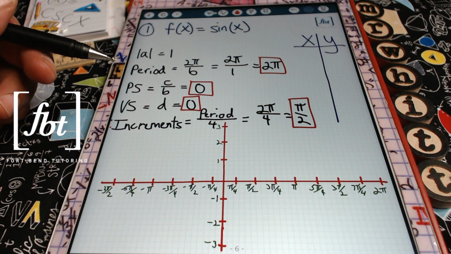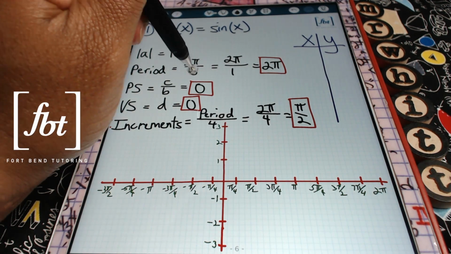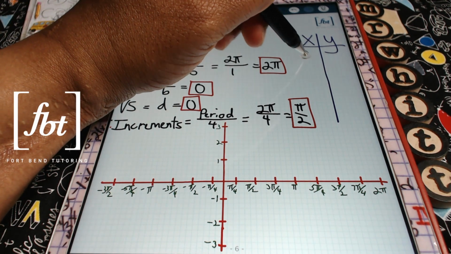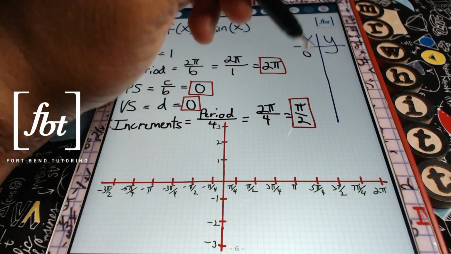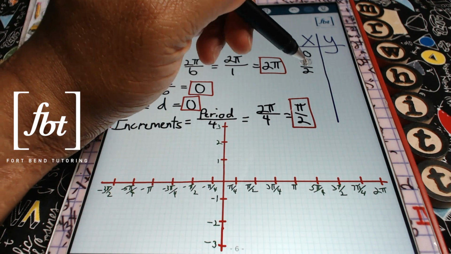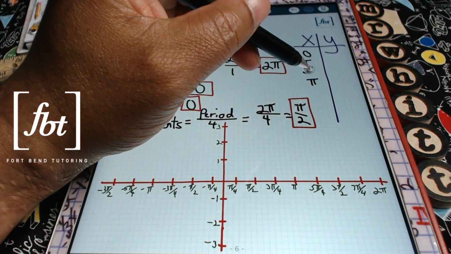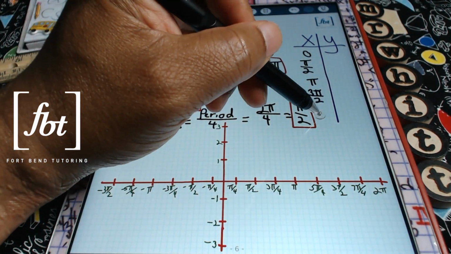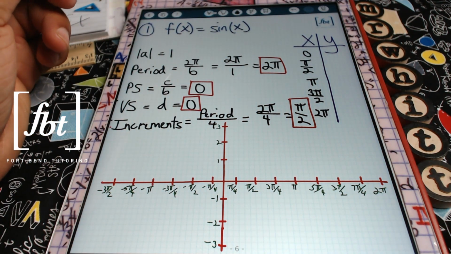All right, so let's go ahead and create our XY chart. We'll begin, of course, at 0. Remember, I said that the phase shift will always be your starting value in your XY chart. So I'll have a starting value of 0, and then I'll keep adding our increment value of pi over 2. The next point will be at pi over 2, and then the point after that will be at pi, because pi over 2 plus pi over 2 is pi. Then adding pi over 2 to pi, you'll end up with 3 pi over 2, and finally you'll end up with 2 pi.